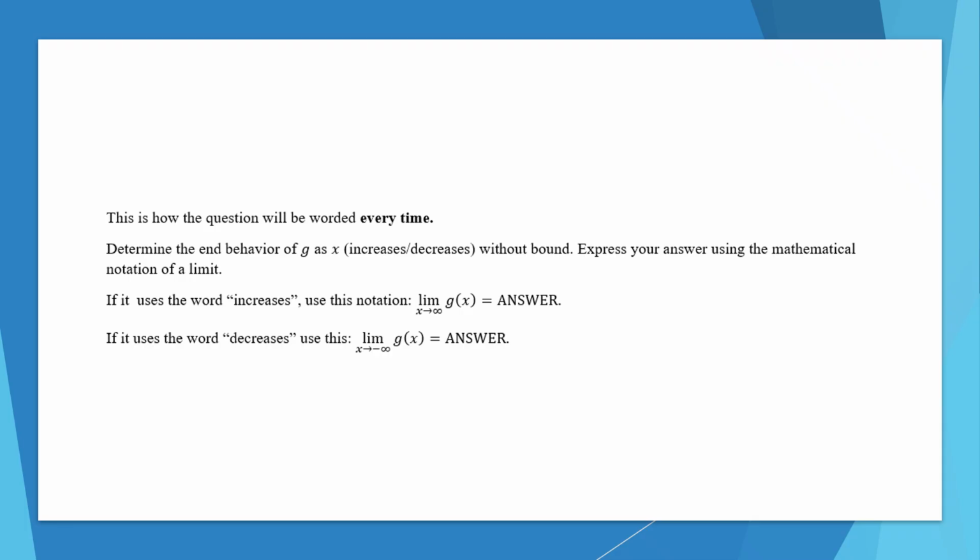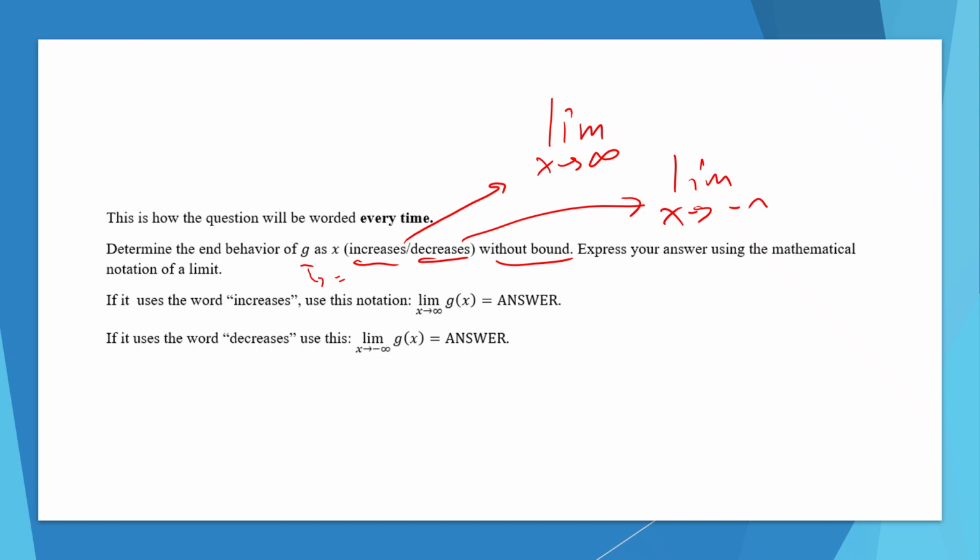Now here is how the question will be worded every time. Determine the end behavior of g, which is, remember, the equation. As x either increases or decreases, it will have one of those two words without bounds. Increases means you're writing the right-hand limit statement, and decreases means you're writing the left-hand limit statement. Express your answer using the mathematical notation of a limit. That just means a limit statement, right, in limit notation. So just remember, if it increases, it means as x approaches positive infinity. If it decreases, it means x approaches negative infinity.